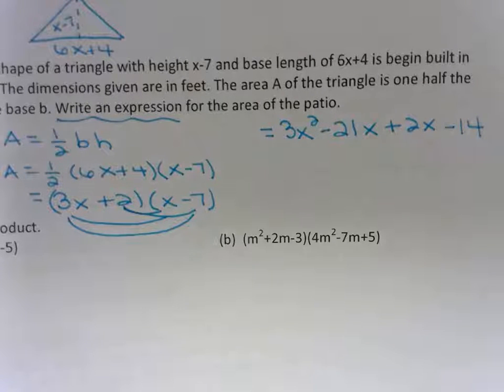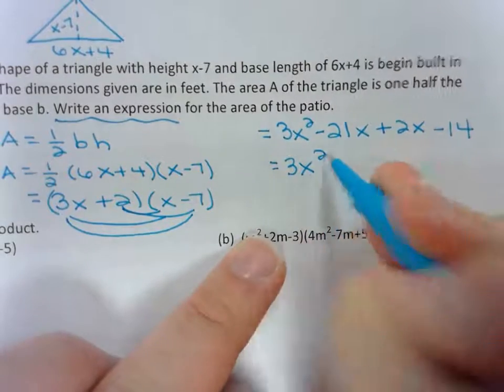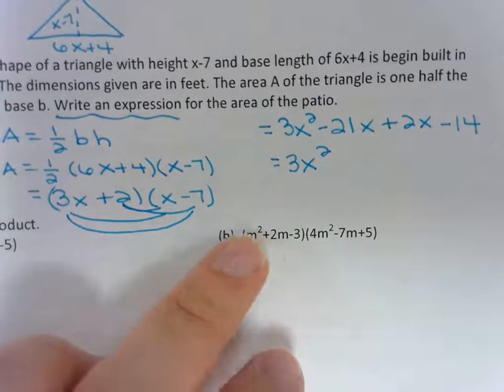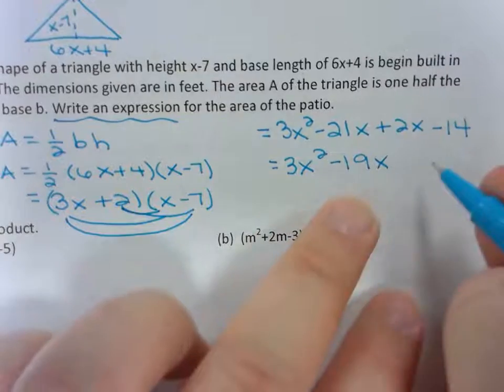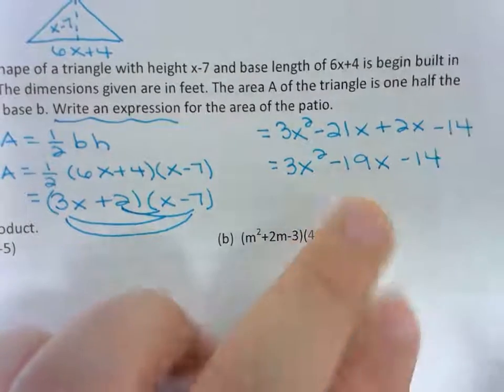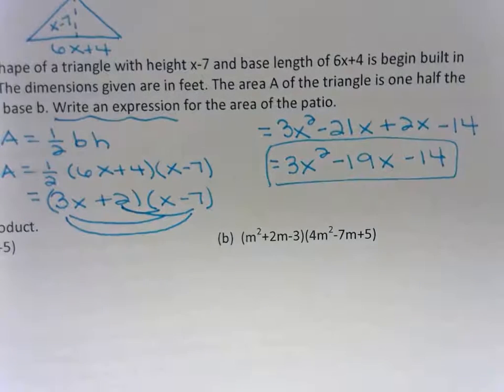So now as I look at simplifying this, what can I combine? 21 and 2. Yep. So 3x squared, then negative 21x plus 2x, negative 19x, minus the 14 at the end. No, you're good. So there's your answer. You guys can do this.